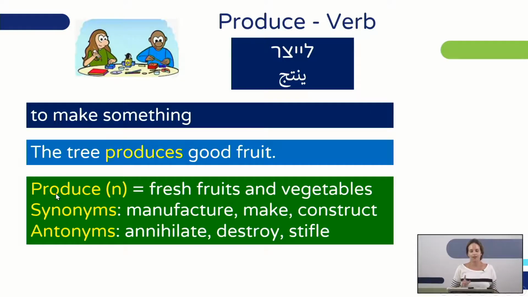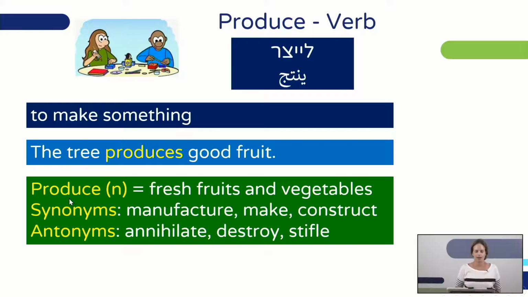I'm still waiting. Now in our extras, we have the word produce. You would say produce, okay? So you say it differently, produce, which is a noun. So produce, the verb, and produce here, the noun, means fresh fruits and vegetables. For example, I'm going to go to the supermarket. I hope they have a good produce. Okay, I hope they have good vegetables. A synonym for produce, the verb, would be to manufacture, make, or construct. An antonym, or a word with an opposite meaning, would be to annihilate, destroy, or stifle.